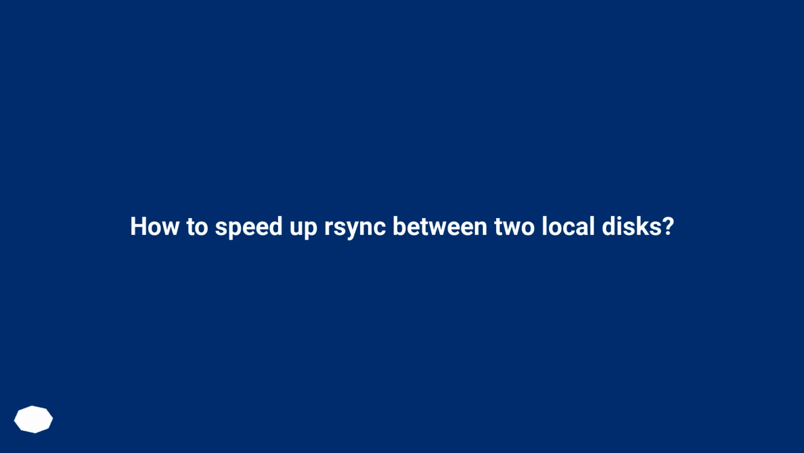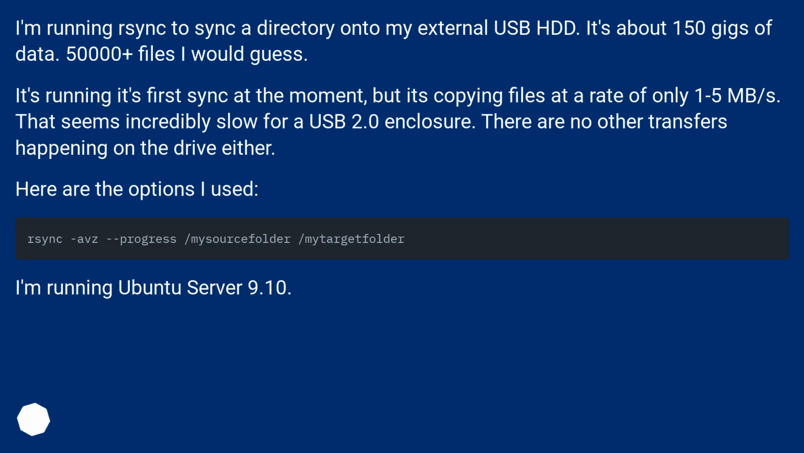How to speed up rsync between two local disks. I'm running rsync to sync a directory onto my external USB HDD. It's about 150 gigs of data, 5000 plus files, I would guess.